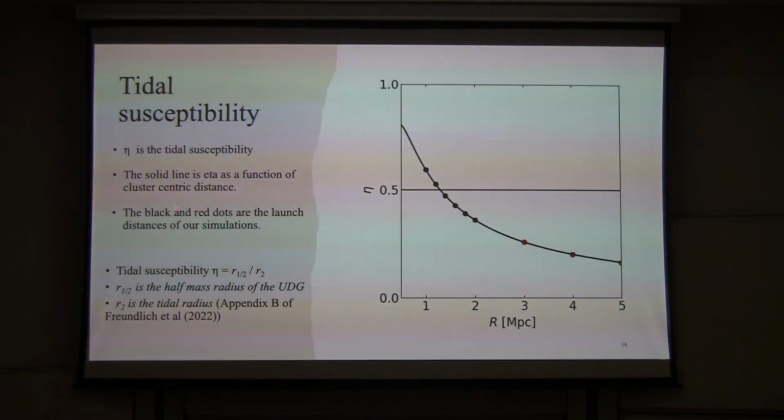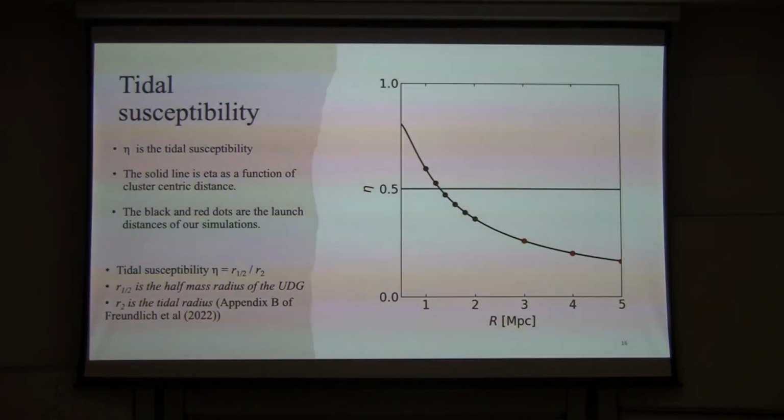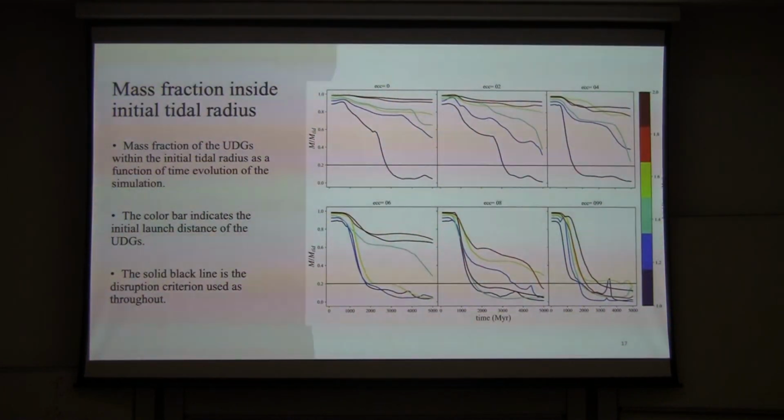The tidal susceptibility is calculated using this equation, half mass radius divided by tidal radius. The detailed calculation is in Appendix B of Freundlich et al. Just to emphasize that they are already in a tidally susceptible environment.